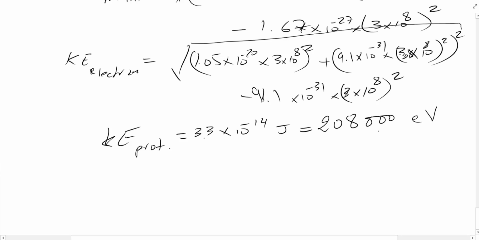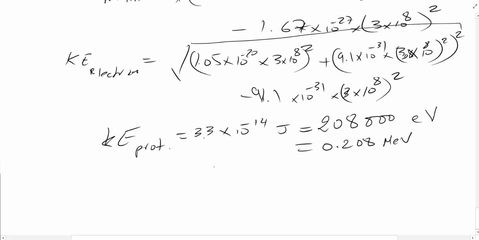Okay, so we did this part for the proton. Express your answer in mega electron volts, so it's about 0.208 mega electron volts. They want this to be compared to the potential energy for an electron in a hydrogen atom.